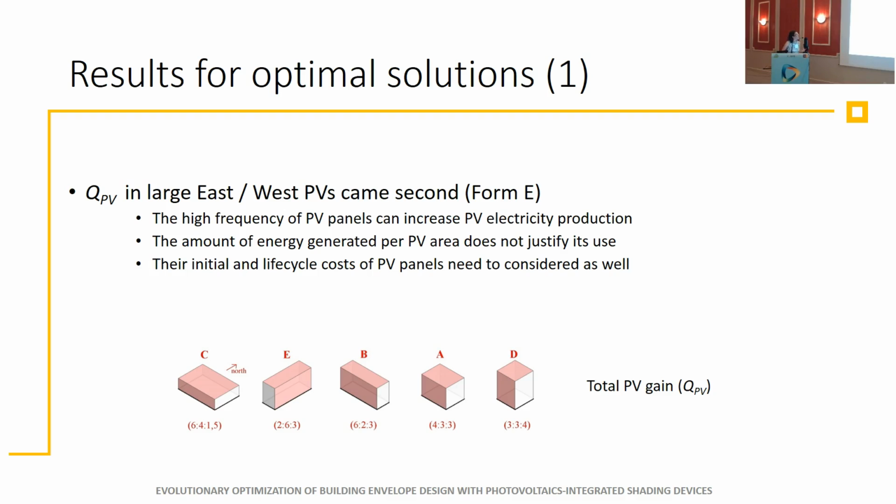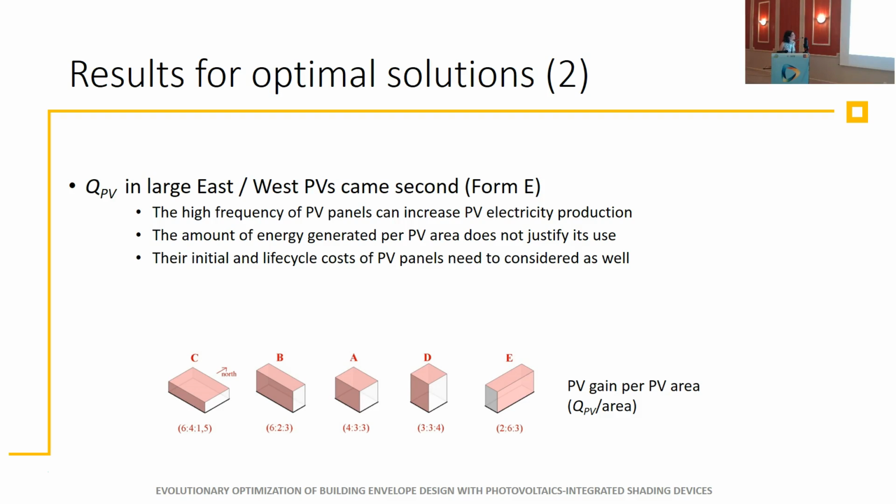However, the high frequency of PV panels can increase PV electricity production. We should always consider that as we increase the shading devices, we will be producing more electricity. But the amount of energy generated per PV area does not justify its use at all. And in this case, their initial and life cycle costs need to be considered as well, because it might be the case that these photovoltaics are unnecessarily being used in abundance.